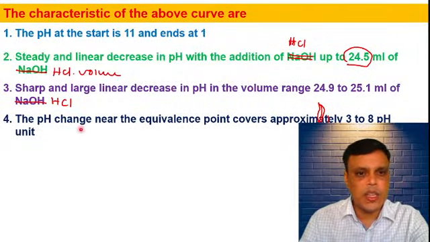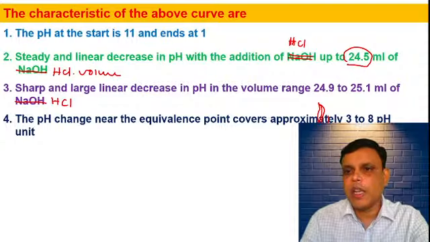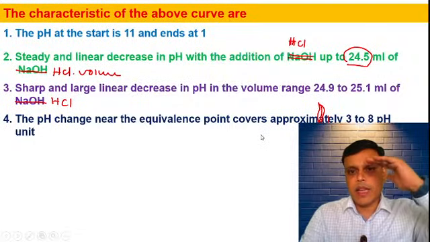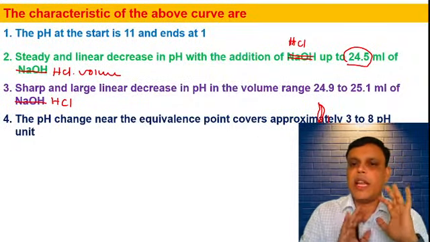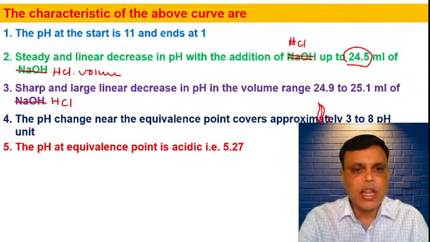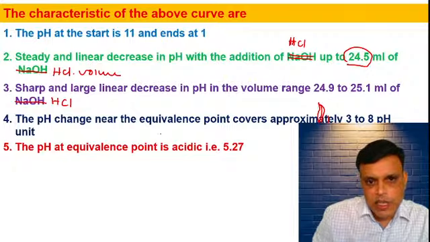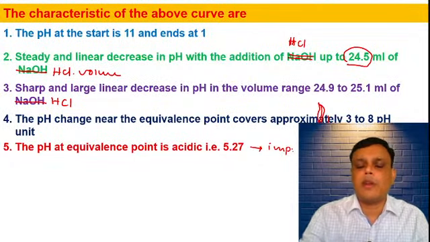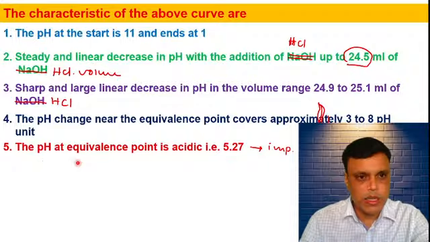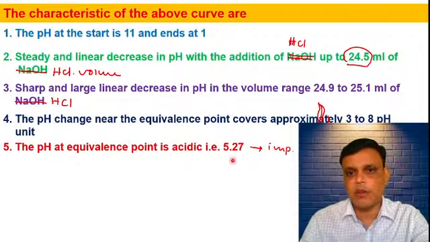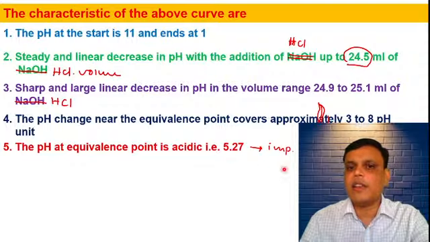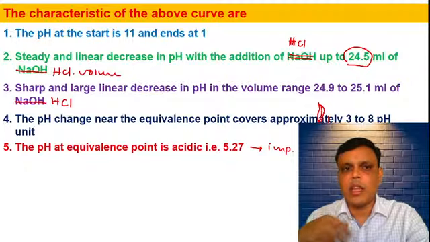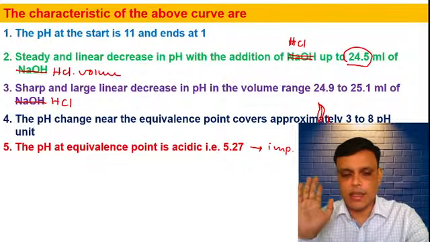Then the pH change near the equivalence point covers approximately 3 to 8 pH units. Then next, the pH at the equivalence point is acidic. This is also very important. That is 5.27. Please remember this. The pH at the equivalence point is acidic because we are adding HCl into ammonium hydroxide, and ammonium hydroxide is a weak electrolyte. It is a weak base. So the pH at the equivalence point will be acidic, that is 5.27.